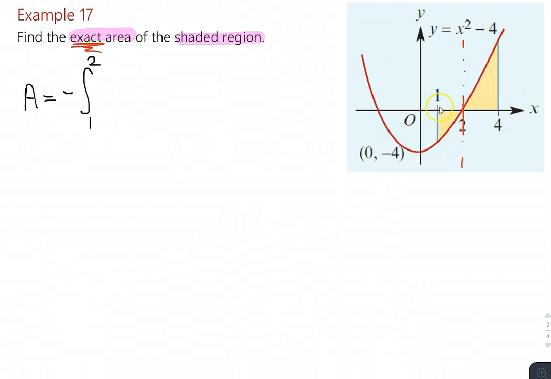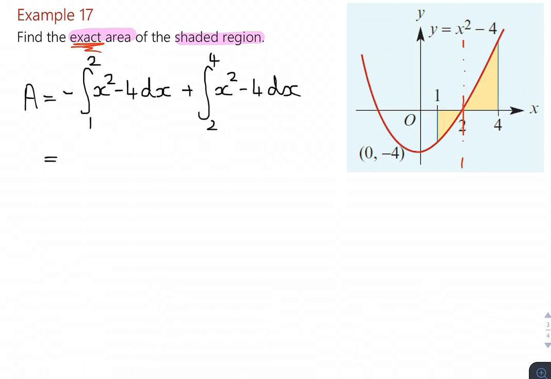So we are between 1 and 2. I'm going to put a negative sign out the front so that that region becomes positive when we actually calculate it, and it's x squared minus 4 as a function. I then also do the second region, so between 2 and 4 of x squared minus 4 as well.